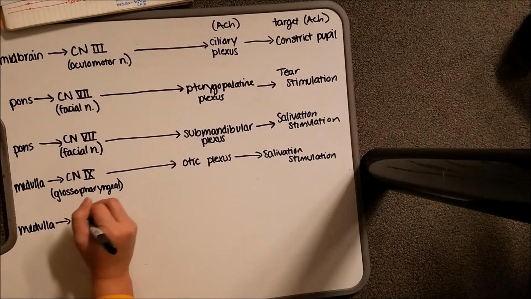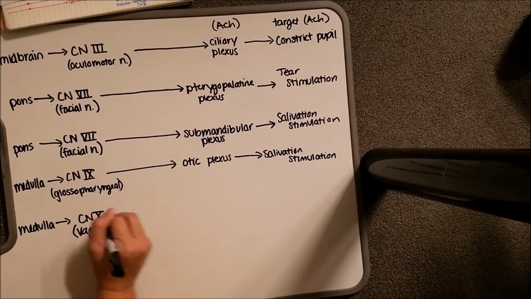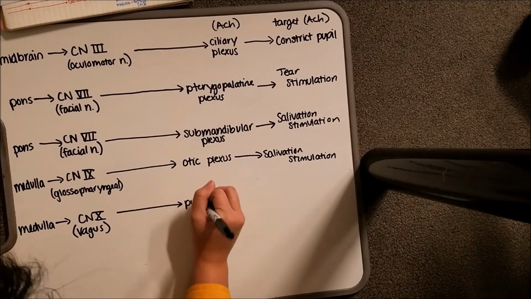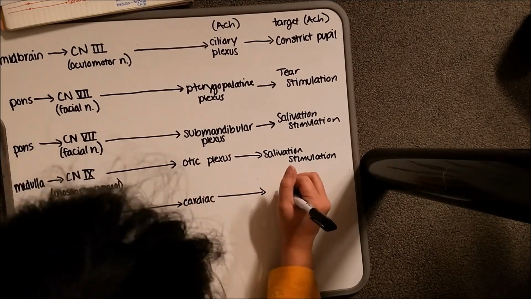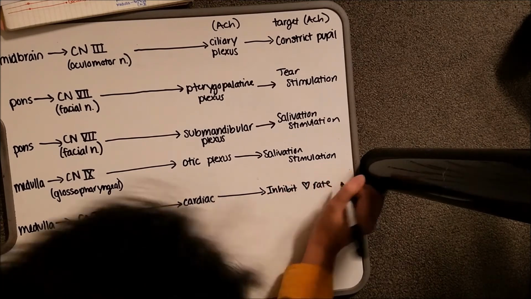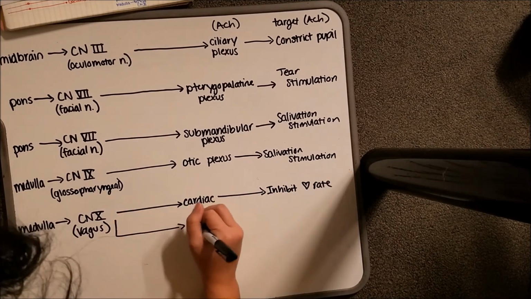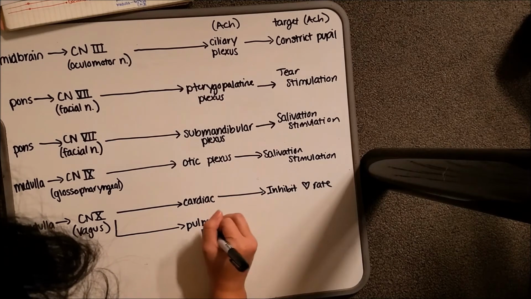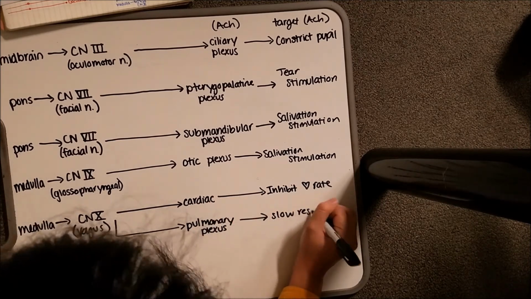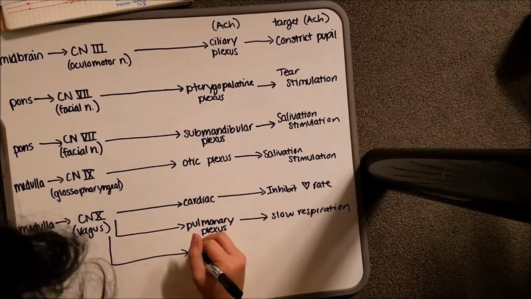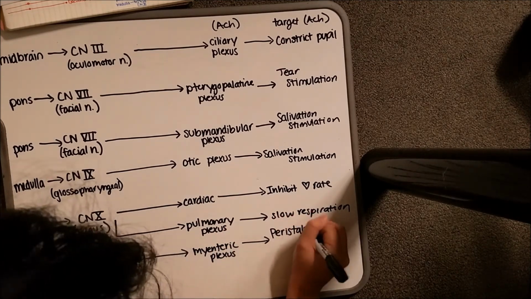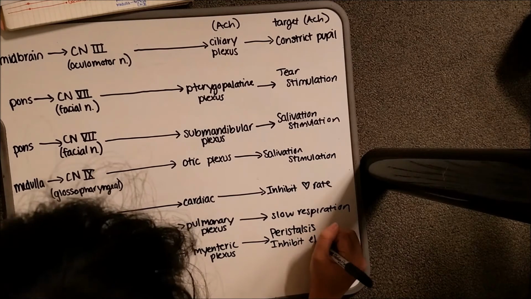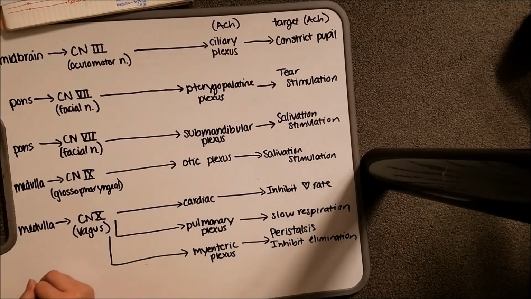Also coming from the medulla is cranial nerve 10, also called the vagus nerve. This goes to the cardiac plexus, which goes to the target organ, the heart, inhibiting the heart rate. This nerve also goes to the pulmonary plexus, which goes to the lungs and slows respiration. And finally, it goes to the myenteric plexus, which leads to the digestive organs, which initiates peristalsis, which is the involuntary constriction of the intestines, and inhibits the elimination.